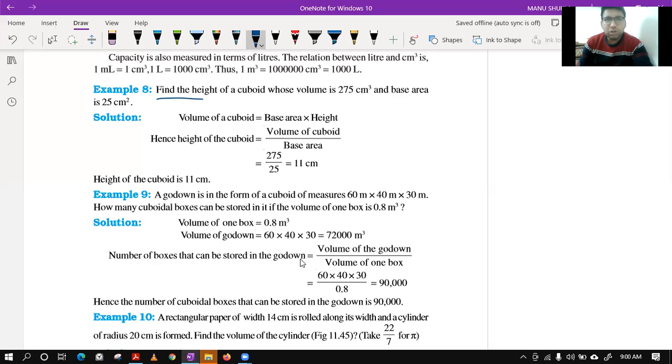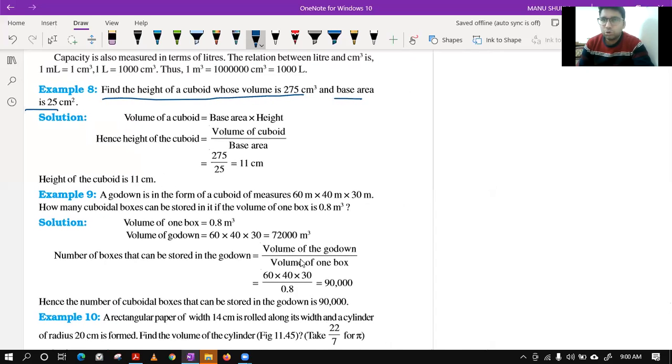Find the height of a cuboid whose volume is given to you and the base area is given to you as 25 centimeter square. So before moving any further, first step is to draw the diagram. This is the cuboid.